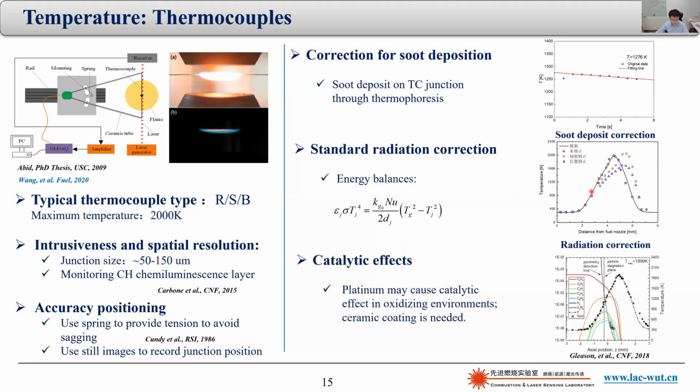A third thing is about these kinetic effects, because all these R, S, or B types of thermocouples are made of platinum, which can be quite catalytic. So in many cases, you probably need to do some ceramic coatings to avoid this catalytic effect. But the good news is if you do all the corrections and consider all the subtleties I just mentioned, it's possible to measure temperature in counterflow flames with thermocouples. And this has been done.